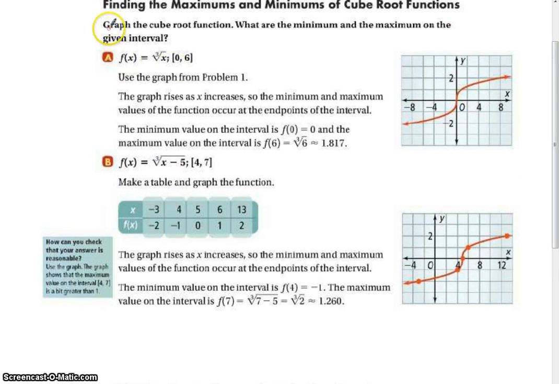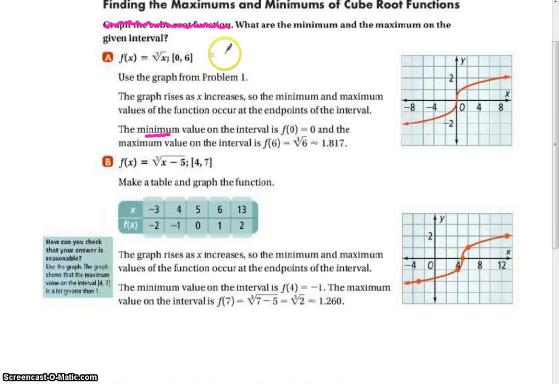I'm not going to have you actually graph any of these, because you can put it in y equal and look at your graph on your calculator. When they give you a cube root function and ask for the minimum and the maximum on a given interval, anytime they are giving you an interval, they are giving you the x values. You put that number in for x and see what you get. The smallest number is obviously going to give you the minimum. So the small number they gave me was 0.